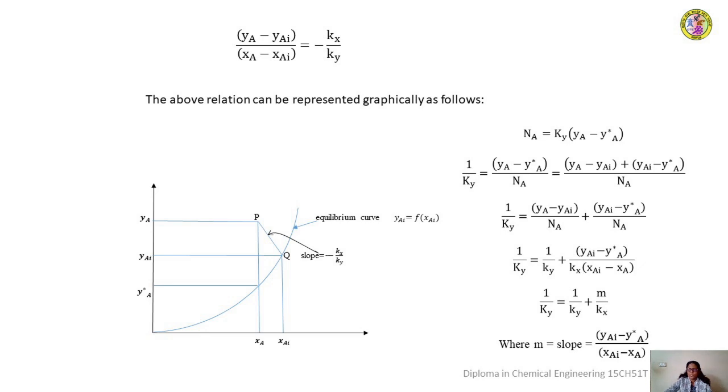So with that, let me conclude the session. So with that, we have come to the end of the first unit, Principles of Mass Transfer.